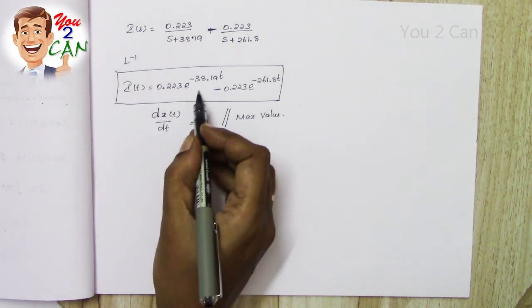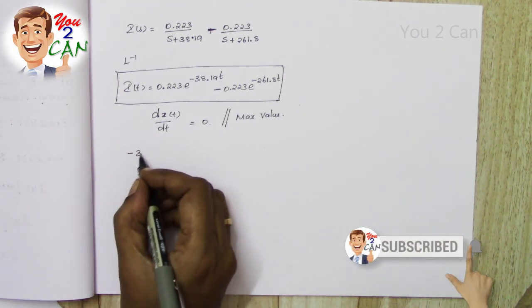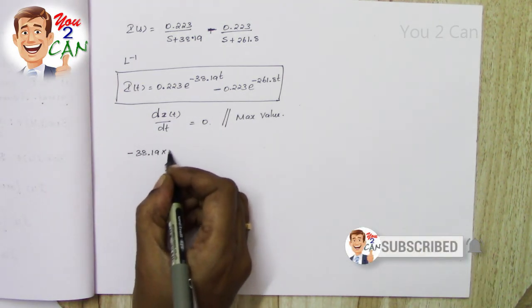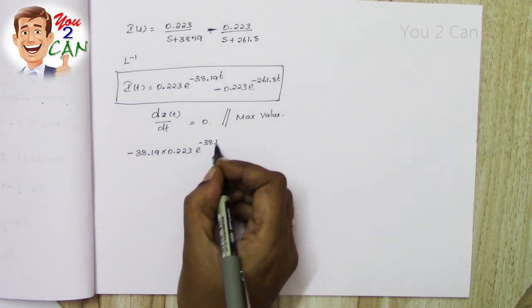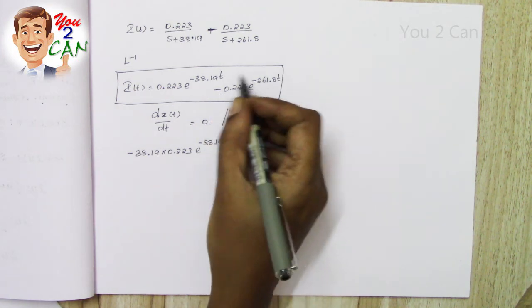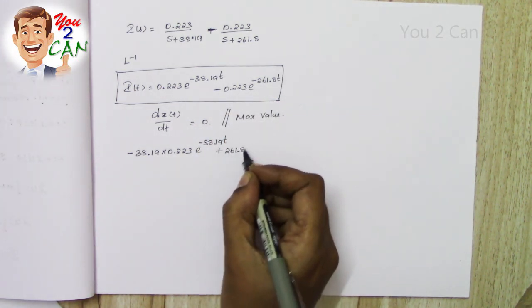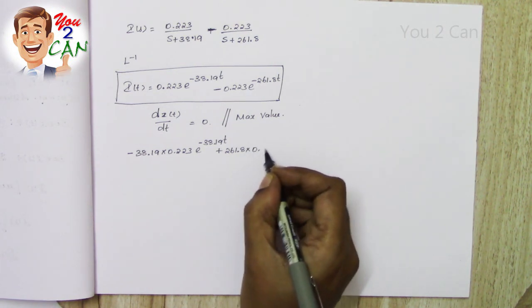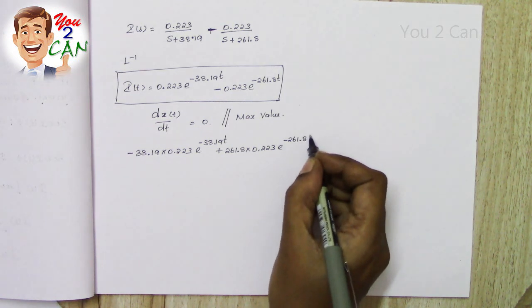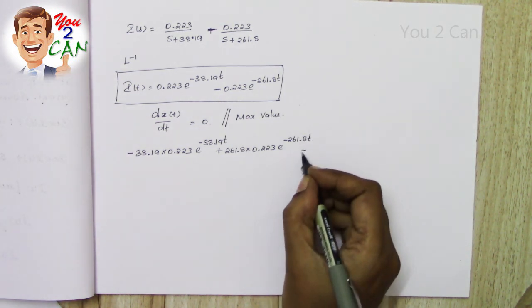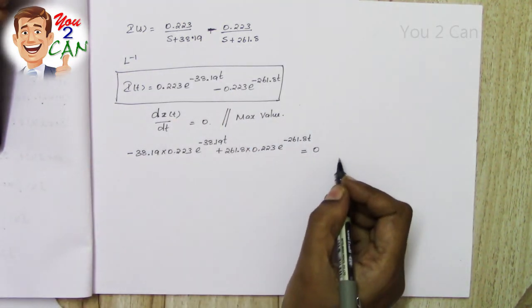Now we are going to differentiate this equation. What is the differentiation of this? This minus 38.19 will come before, so minus 38.19 into 0.223 e power minus 38.19t. Here the minus will come before, so plus 261.8 into 0.223 e power minus 261.8t will be equal to 0. Differentiate this equation and equate it to 0.